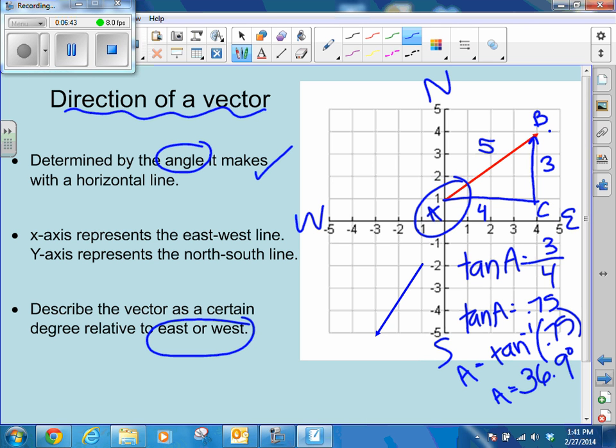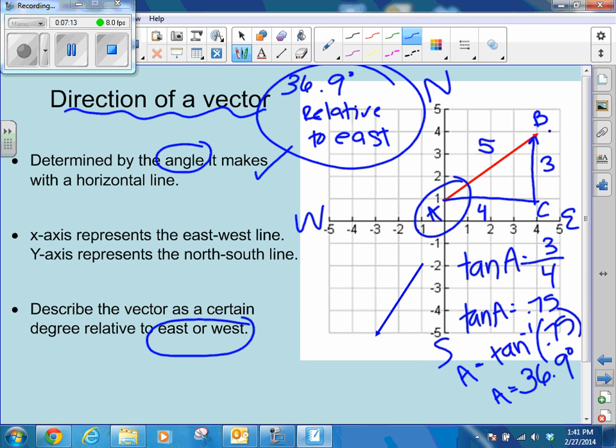Okay? So it's determined by the angle it makes with the horizontal line, and you describe the vector as a certain degree relative to east or west. Which way is this vector going? Northeast. I don't really mess with my north part. What I end up doing is saying this vector is going 36.9 degrees, and it's relative to east. That is your final answer. And yes, you will need to put relative to east.